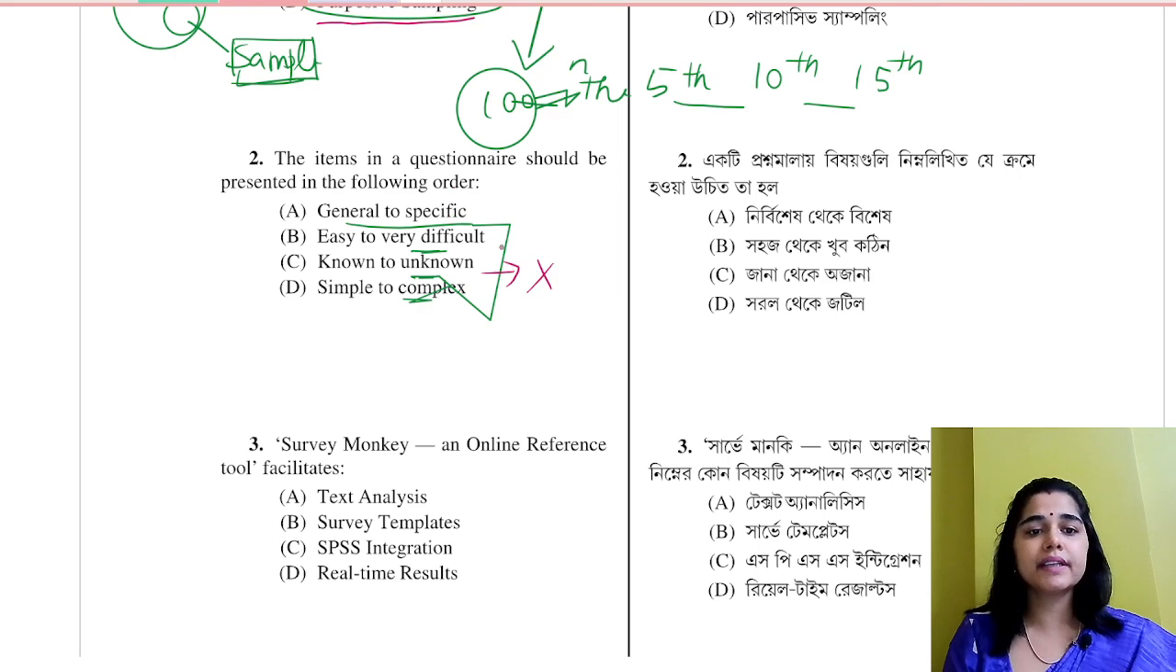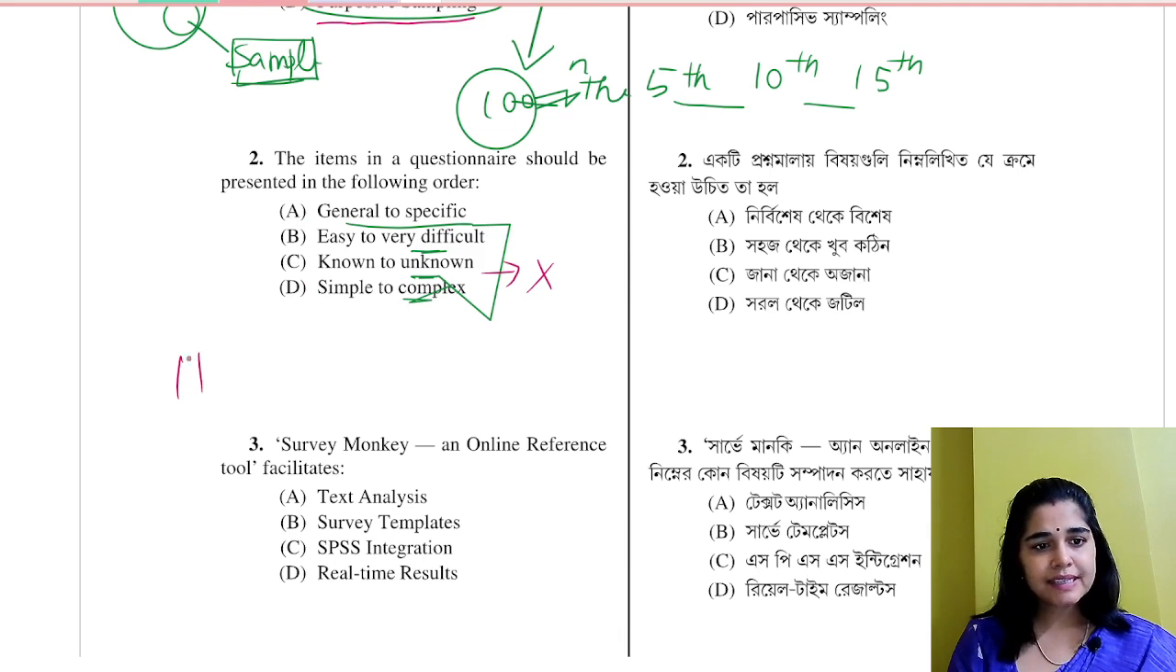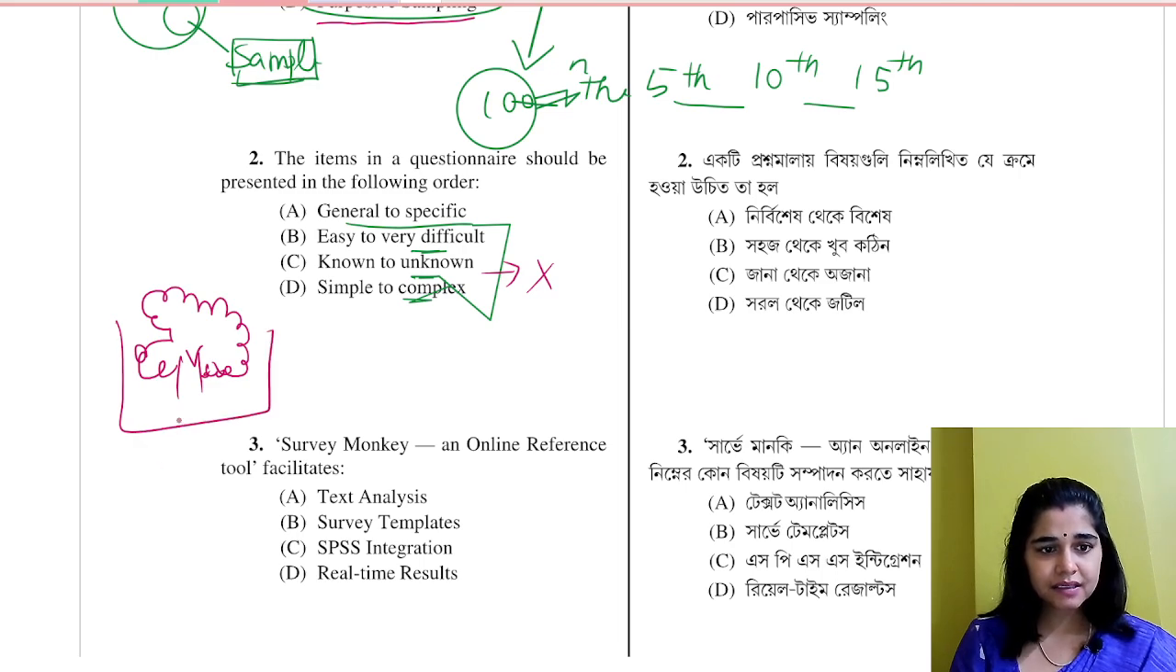These are all given in reverse, and here it is general to specific. What is general to specific? In a very simple way, I will explain it to you. Look, there is a tree. What is this? This is a tree.